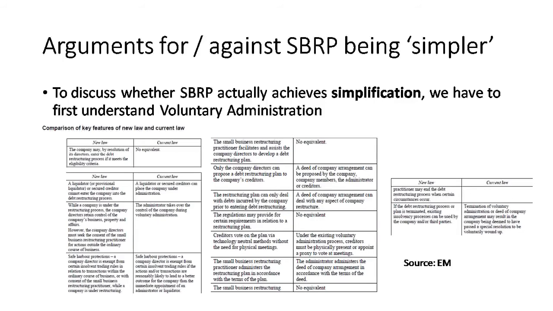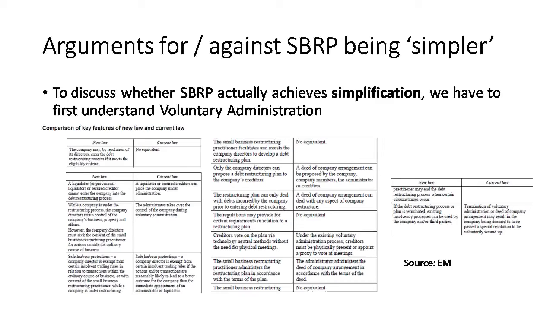I guess the question at the crux of it all is, is it actually simpler for MSMEs? Unlike voluntary administration, SBRP is faster, less regulated, is not a one-size-fits-all approach, and directors retain some control over the business. So shouldn't this equate to lower costs? Or perhaps, is it still not low enough?